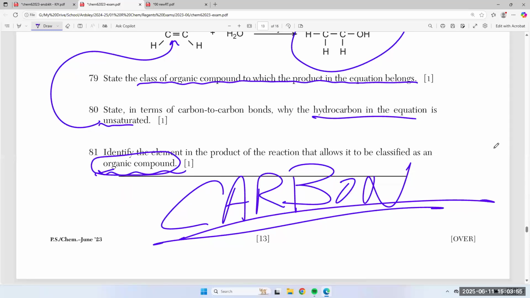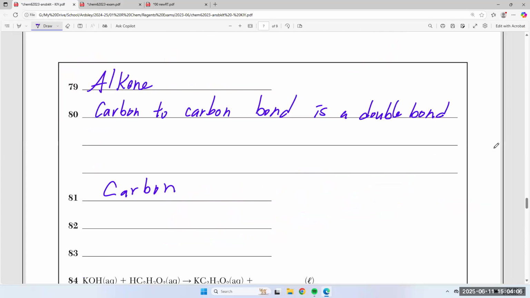So this is another one that actually shows up over and over again. Almost like four out of five tests so far. They ask, how do you know it's organic? And the answer is carbon, right?